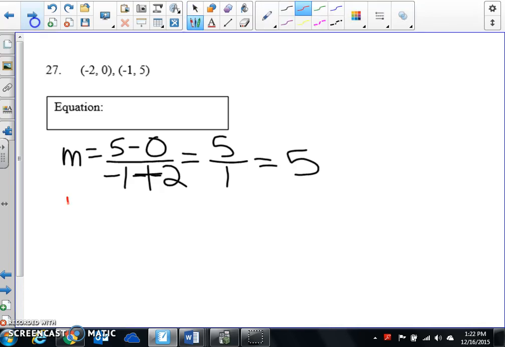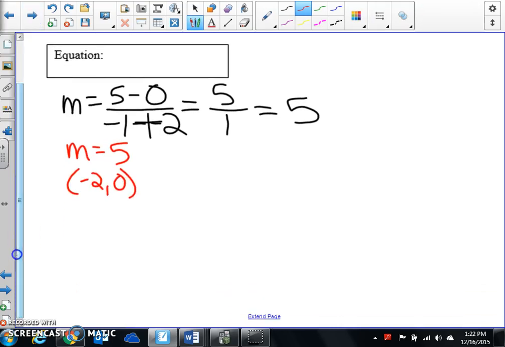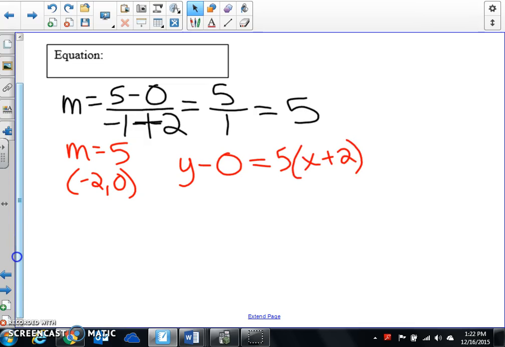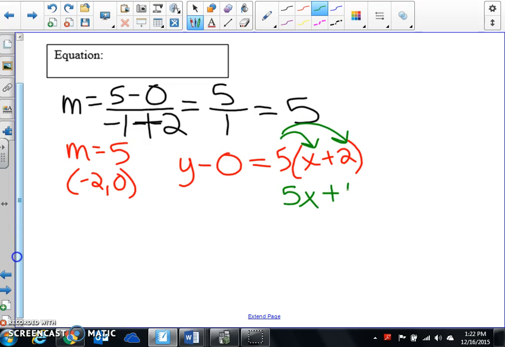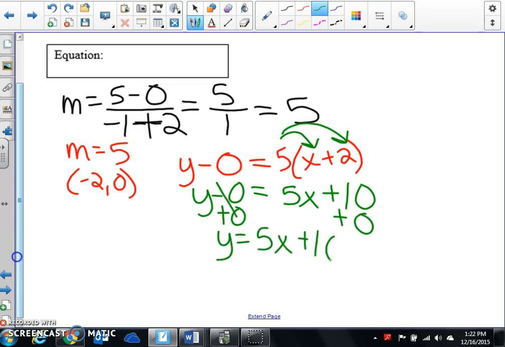I'm going to use the point -2, 0. And I start by plugging into point slope. Y minus 0 equals 5 times x plus 2. Now I distribute. 5 times x is 5x. 5 times 2 is a positive 10. I can add 0. Y equals 5x plus 10. That's my equation.